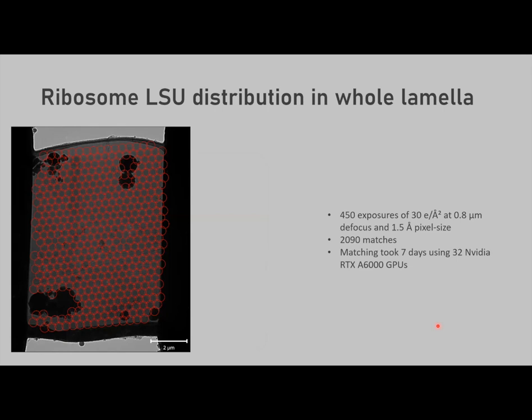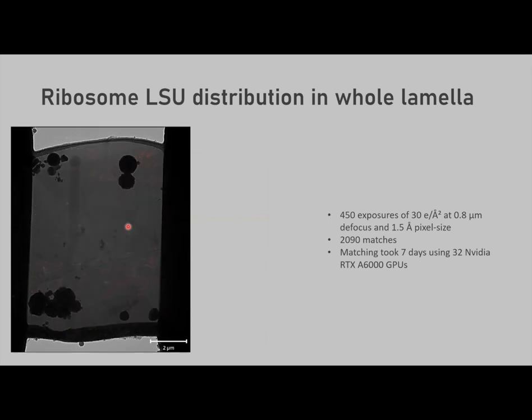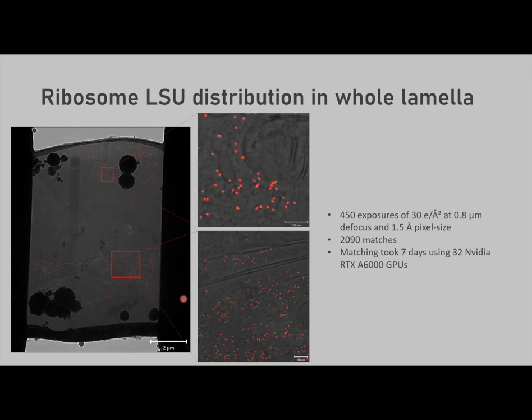So this is an example of a lamella where I took about 450 individual exposures in this hexagonal pattern with parameters optimal for 2D template matching, and ran 2D template matching on each of these images, and then basically projected it back in the right location, which we know because we know the beam image shift we applied for each image. And that way we basically then get back the location of every ribosome in this whole lamella. So in this lamella, every red dot is an individual ribosome.